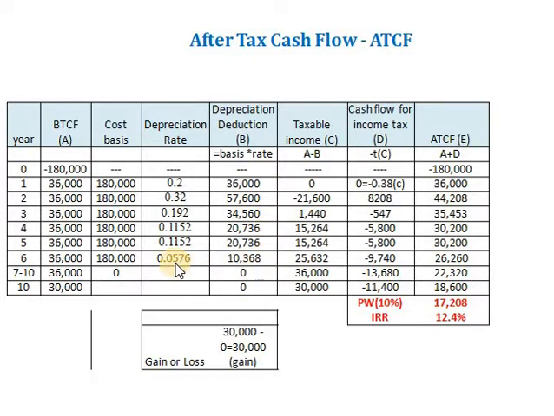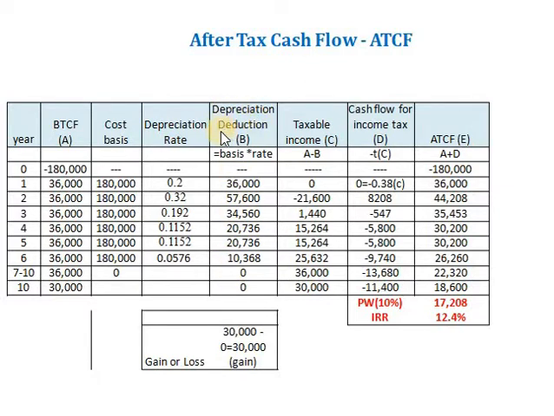Now you notice that the depreciation rates, I only had 6 rates in the table. So from year 7 till year 10, I have nothing to be depreciated. According to the books, this asset has been fully depreciated. So it has no value in the books. So the depreciation deduction from year 7 till year 10 will be 0. If it has been fully depreciated, it cannot be depreciated anymore. So when you finish the rates, the values after that will be 0. Now I created column B.